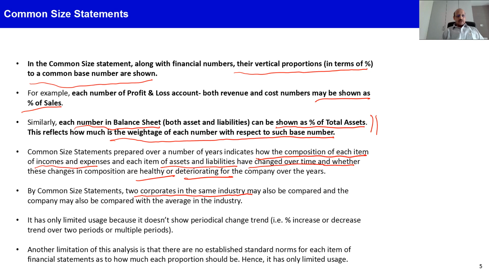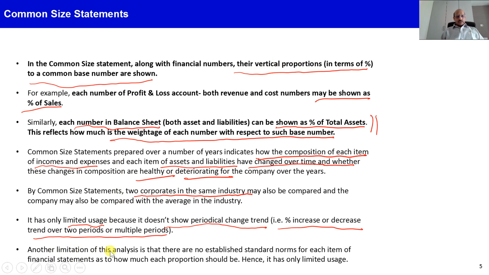However, it has only limited uses. Why does it have limited uses? Because it does not show the periodical change trend, which we saw in the comparative statement. So percentage increase or decrease over two periods or multiple periods is not shown. It only compares the vertical proportion of that number with respect to a base number.